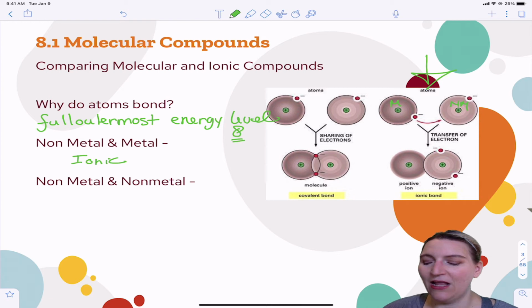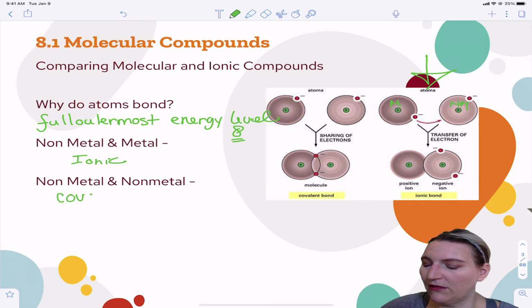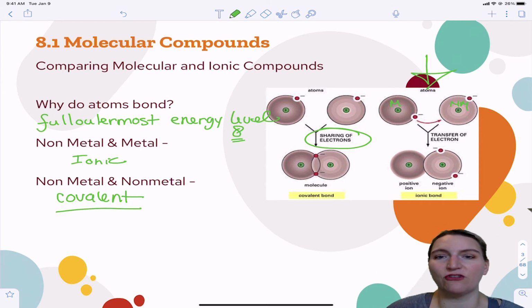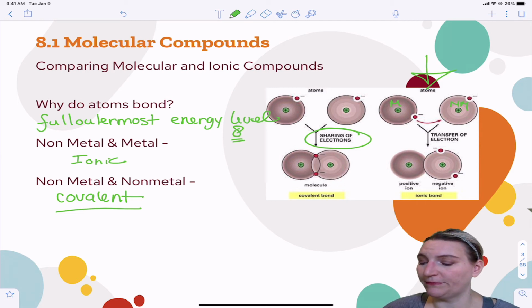In a compound that's covalent, where you have 2 nonmetals, what goes on there is a sharing of electrons. One atom shares its valence electrons with another atom, which in turn shares its valence electrons with that first atom, and they share 2 or 4 or 6 electrons, depending on if it's a single, double, or triple bond. And that's how those compounds are able to get that full outermost energy level.